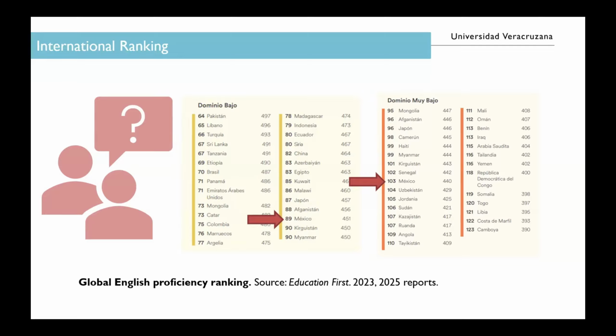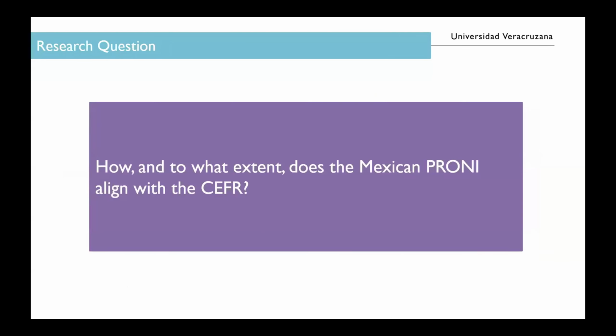In the year 2025, we went lower in the ranking. So we went from position 89 to 103 in the very low proficiency. And this evidently creates a series of questions of what is exactly happening in Mexico.